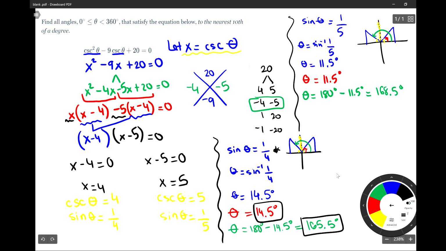Okay, and these two also are our solutions. So for this problem, we have 4 solutions: 14.5 degrees, 165.5 degrees, 11.5 degrees, and 168.5 degrees. Hopefully in this video, I just help you guys understand how to solve quadratic trigonometric equations.